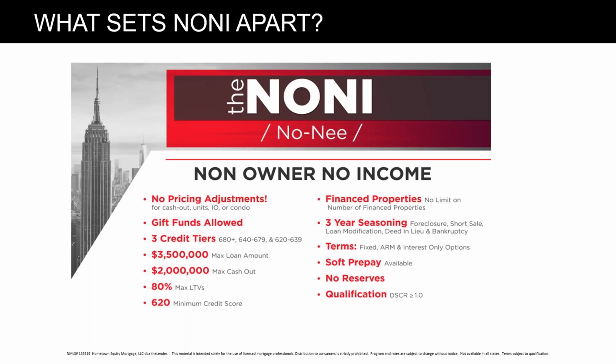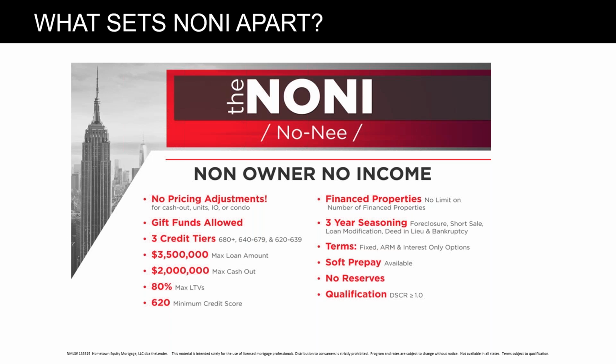All right, so we've got the Noni here. What is it? No pricing adjustments. When have you seen that? Gift funds allowed on non-owners. It's been a long time. 3 credit tiers, simple pricing. Loan amounts to $3.5 million on a non-owner, no income, and $2 million cash out. Some people crumble at like $300,000 or $500,000. That's very aggressive for a non-owner, no income loan to have $2 million cash out at high LTVs.